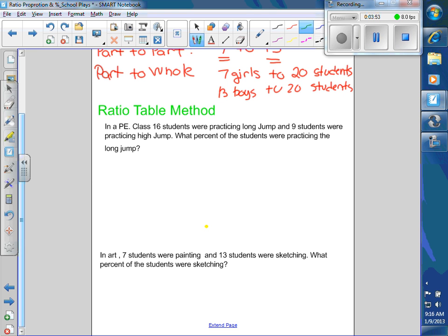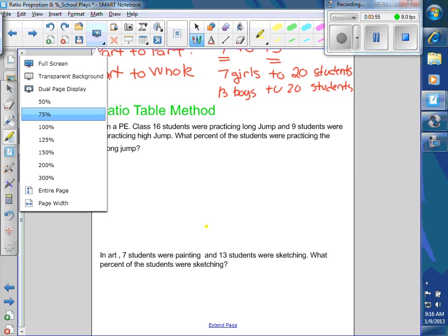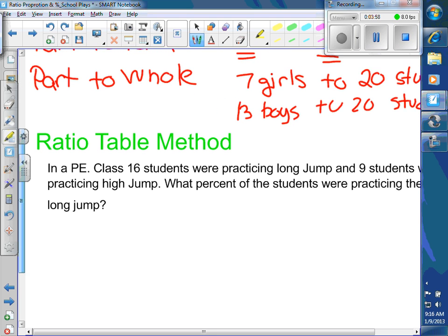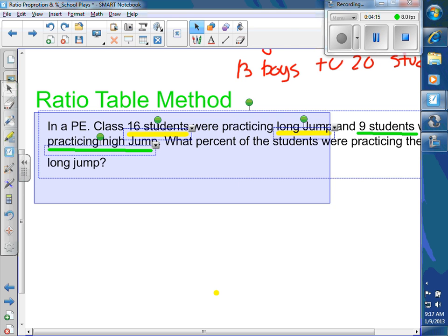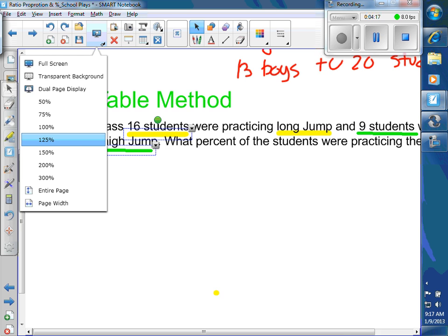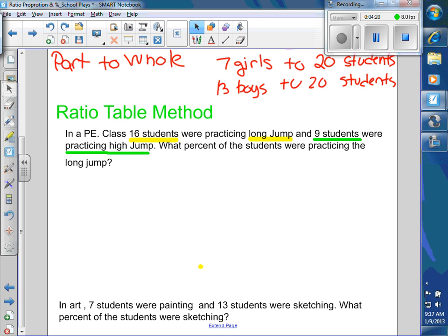So in this problem, it says, let's make this bigger. Can you read that? In a PE class, 16 students were practicing long jump, so that's one thing that's going on. 9 students were practicing high jump. Let's move that over. Sorry, maybe I need to go smaller. There. And then: what percent of students were practicing the long jump? So you're going to use a ratio table.